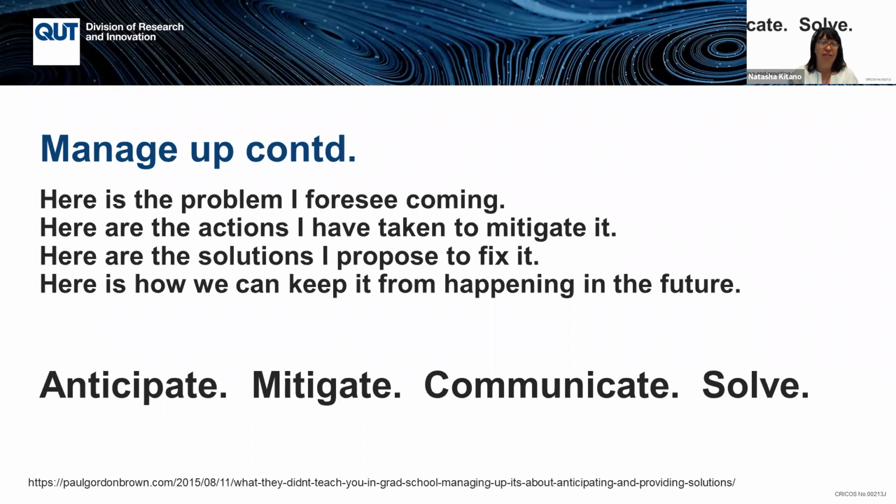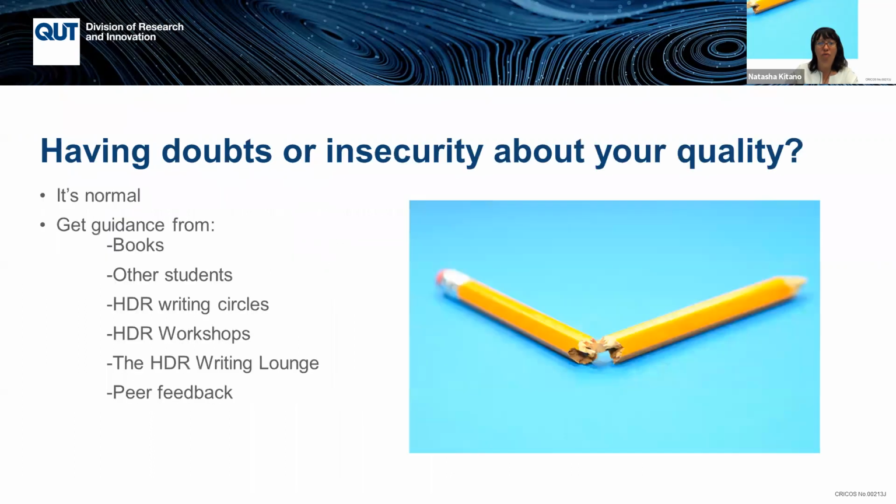So this is what you can say. You can say, here's the problem I foresee coming. Here are the actions I've taken to mitigate it. Here are the solutions I propose to fix it. And here is how we can keep it from happening in the future. Okay, so this is managing up. So it's another good tip for you.